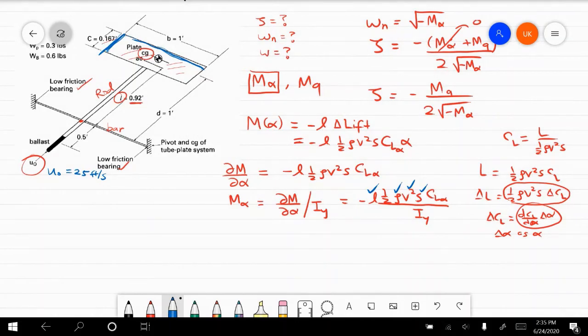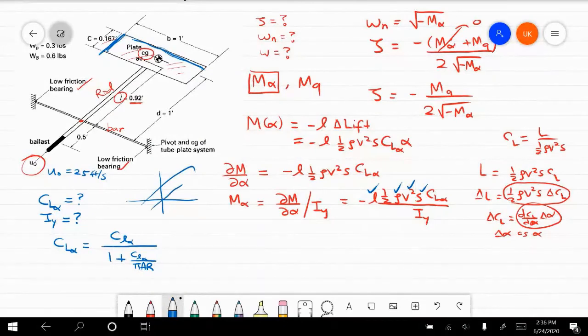Now, what is CL alpha? That is not given to us, right? CL alpha. And what is Iy? These are the things that we need to work harder to calculate. So let's start with the easier one, CL alpha. Now, for a thin airfoil, whether it is this or this, it doesn't have to be symmetric, we know that the slope is equal to 2 pi. So you find the value of 2 pi, and so you'll have 2 pi divided by 1 plus 2 pi divided by pi.